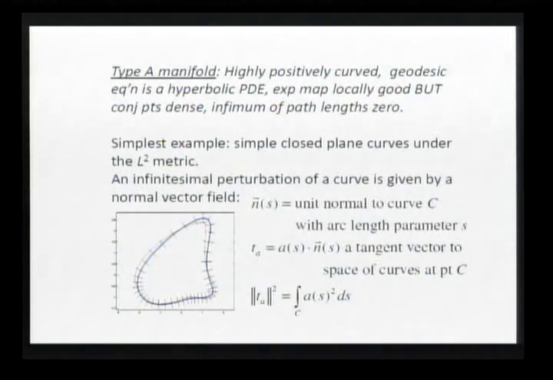So that gives a parameterization of the nearby curves by a space of linear functions. So that's a coordinate chart. Now, interpreting it infinitesimally, this is an infinitesimal deformation, then we just take the L2 norm with respect to arc length, and that's what I mean by the L2 metric. So it's the simplest conceivable Riemannian metric you could put on simple closed plane curves.